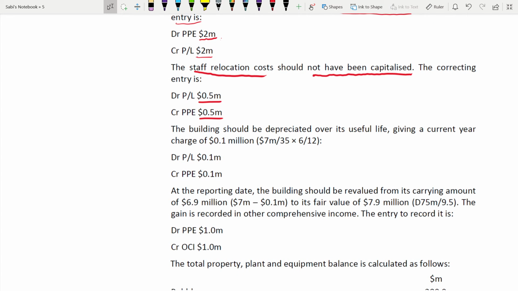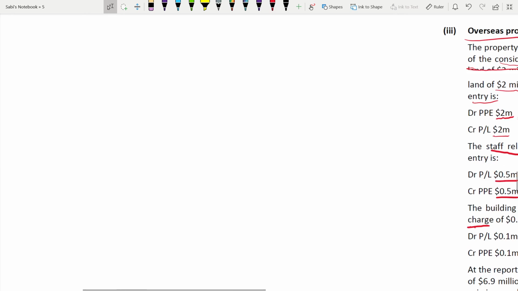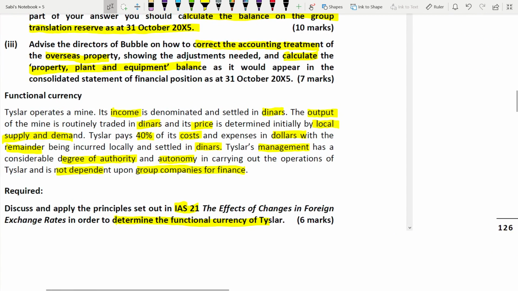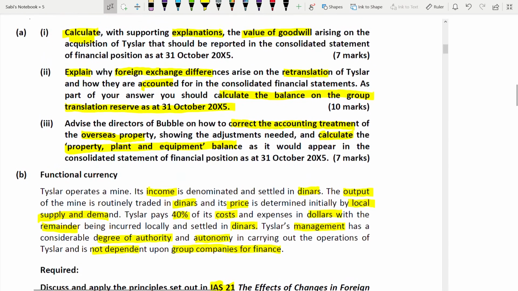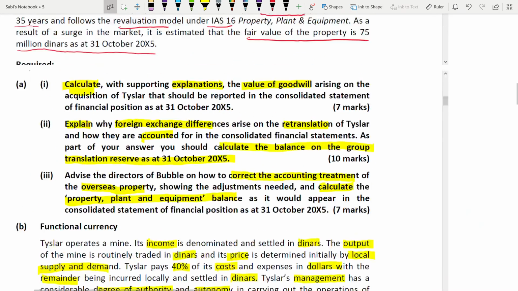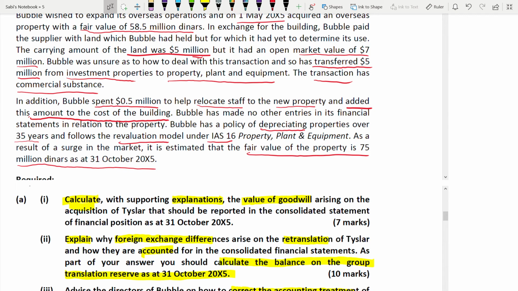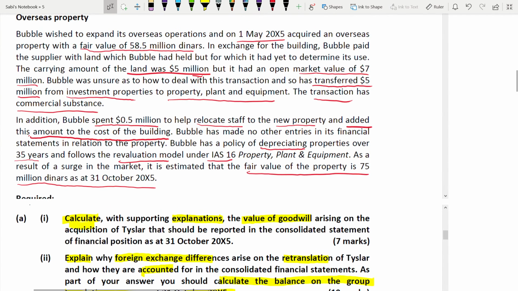Now, definitely depreciation comes because in relation to PPE, depreciation is there. So the building should be depreciated over its useful life, giving a correct charge. Okay, current year charge. So 7 million, because the fair value, divided by 35, because 35 million, okay. It's for 35 million into 6 over 12. Why 6 over 12? 6 months. We'll see the date. October 31st. Oh, wait. We'll see this. So it was taken on 1st of May 2005 and 31st October 2005.